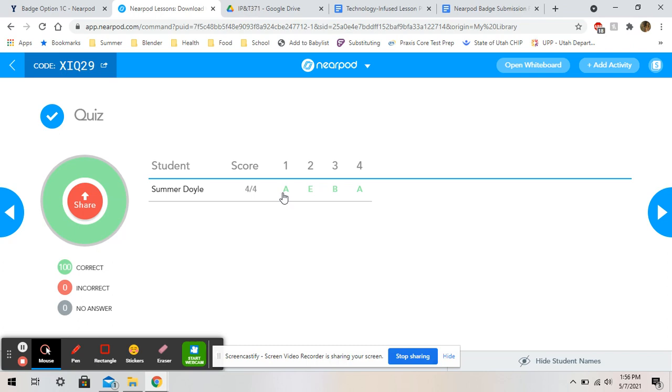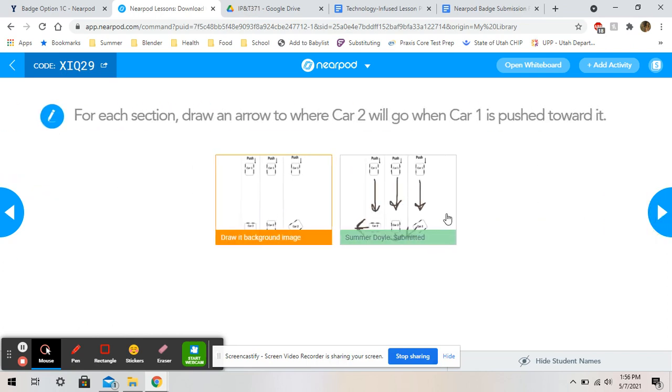what they got correct and what they got incorrect, and be able to monitor each student's understanding, which will allow me to know who needs more assistance going forward, because it'll show who doesn't understand cause and effect as much.